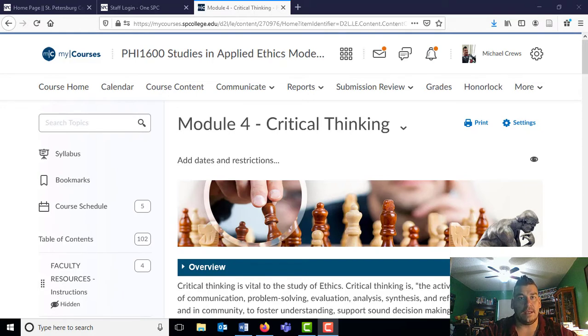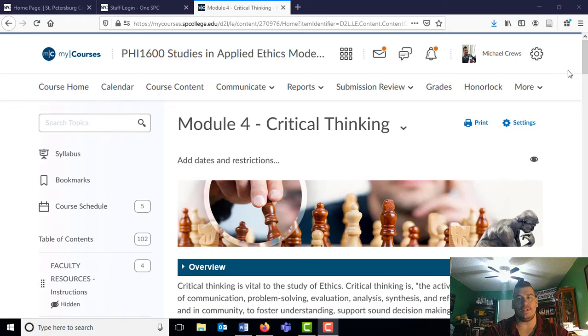Because applying act utilitarianism in Module 5 comes back to this. Applying Kantian deontology in Module 6 comes back to this. And then the reflection and evaluation and all that stuff in Module 7 also comes back to this. So it's very important that you start off right and start off strong on this assignment because miscues in this one will throw you off for the rest, okay?